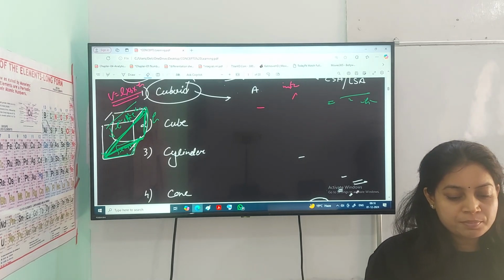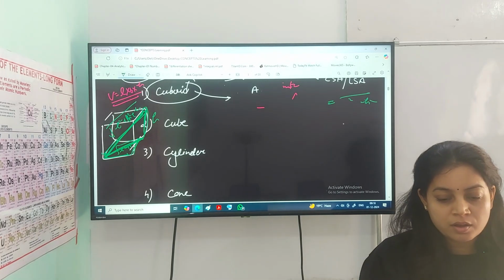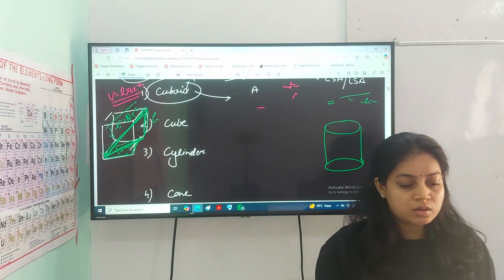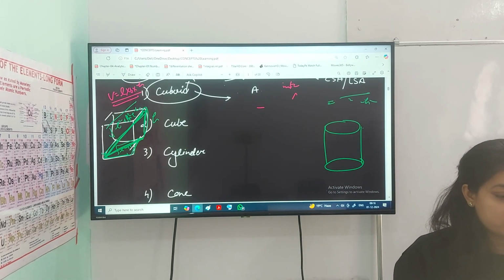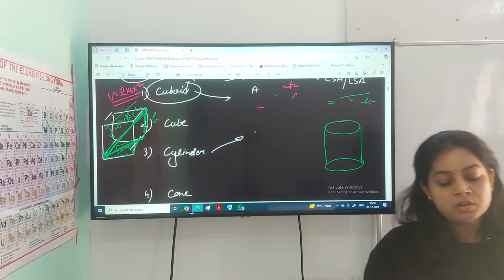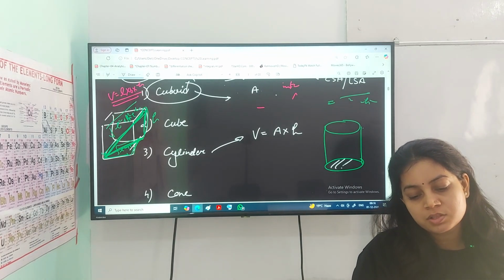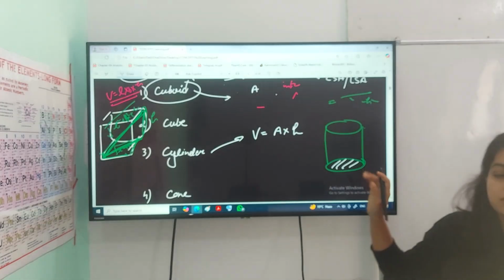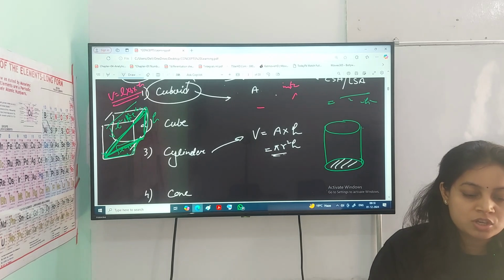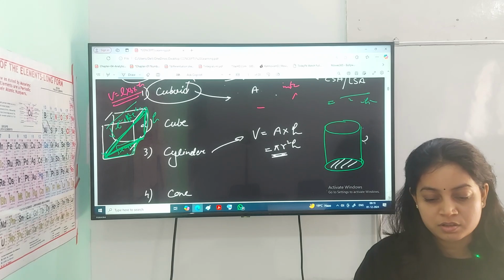So the next shape is the cylinder. So what is a cylinder? We all know that a cylinder has 2 circles, top and bottom, and this side is curved, right? So what is the volume of the cylinder? I will explain it by the general formula. So I'm talking about the cylinder. The volume is, we know, area of base into height. So the base is a circle. So what is the base? Base is a circle. So the formula for the volume is going to be pi r square h, because this is the area of the circle and you are multiplying this with the height of the cylinder, right?